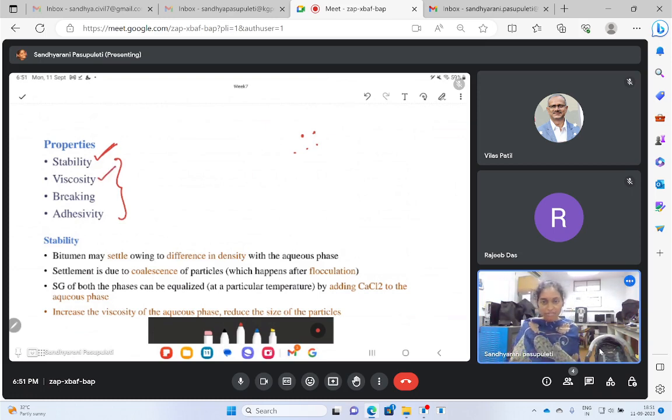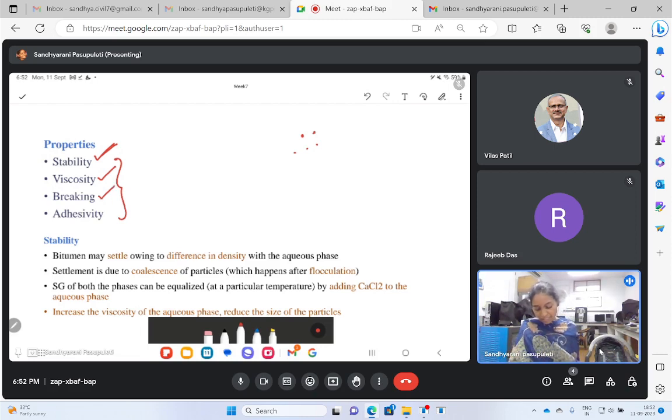Another is the viscosity. We do not want the bitumen to be more viscous. That is our first priority. Here the main purpose of creating the emulsification is to reduce the viscosity of the bitumen. Thereby we can easily coat the aggregate particles without heating the bitumen to higher temperatures. Usually, another method which we generally follow is heating the bitumen to higher temperatures.